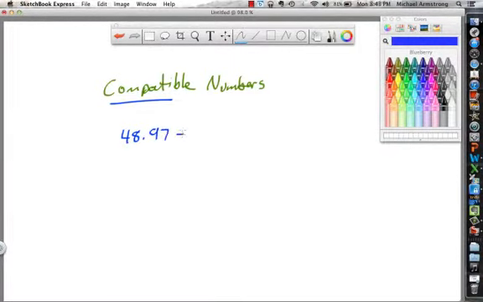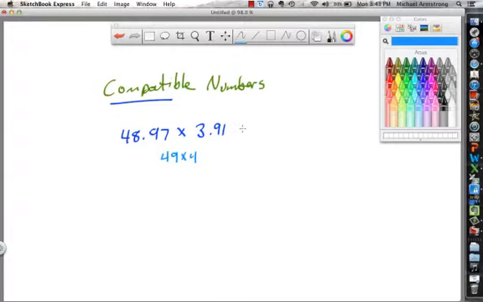48.97 multiplied by 3.91, 3 and 91/100ths. Okay, if we were to round this, we're not going to, but if we were to round this, this would round up to 49 times 4. And we could do that. It's really not that complicated. 40 times 4 is 160, and 9 times 4 is 36. And we'd add that together, 196, or something like that.